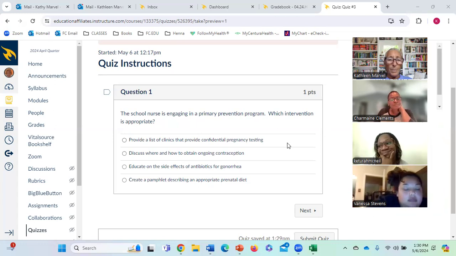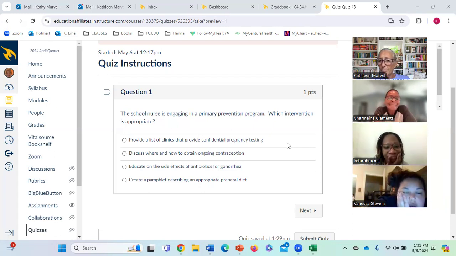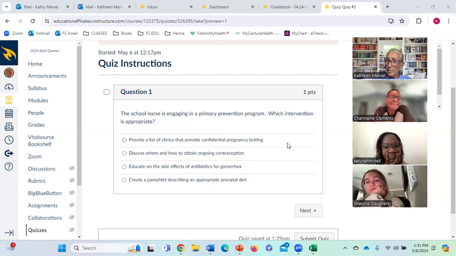Okay. So, school nurses engaging in primary prevention, which intervention is appropriate? Let's review what's primary, secondary, and tertiary. What's primary? Prevent it from happening. Correct. Somebody else answer. What's secondary? Screening. Okay, somebody else answer. What's tertiary? Treatment. Managing whatever you have. What's the right answer here?